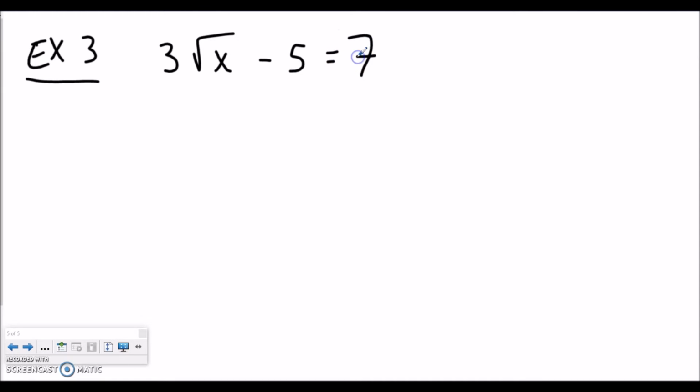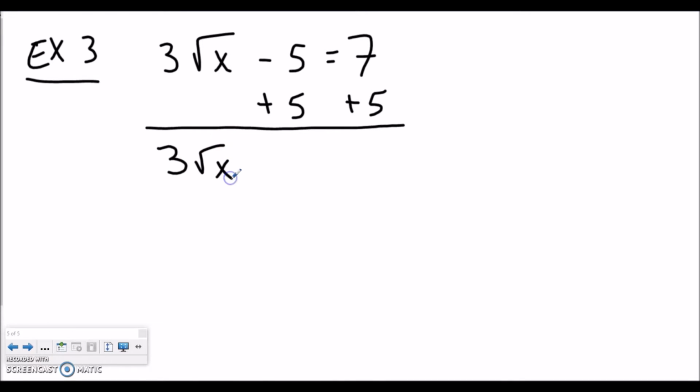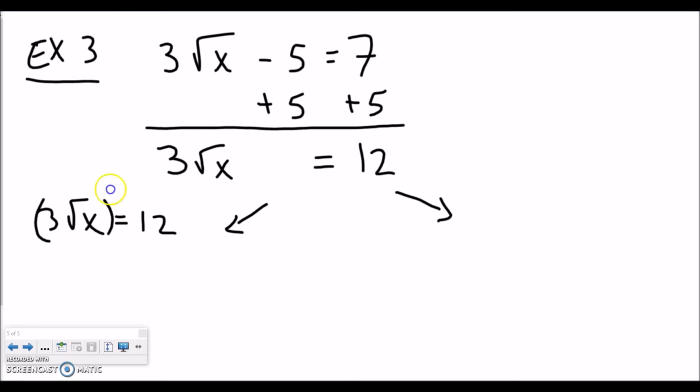Let's try another example. Example 3. Let's say 3 square roots of x minus 5 equals 7. Well, the first thing we want to do is isolate the x, just like we would do in a normal problem. So let me get that by itself by adding 5 to both sides. And I get 3 square roots of x equals 12. One way would be to take what we have right now and square both sides.